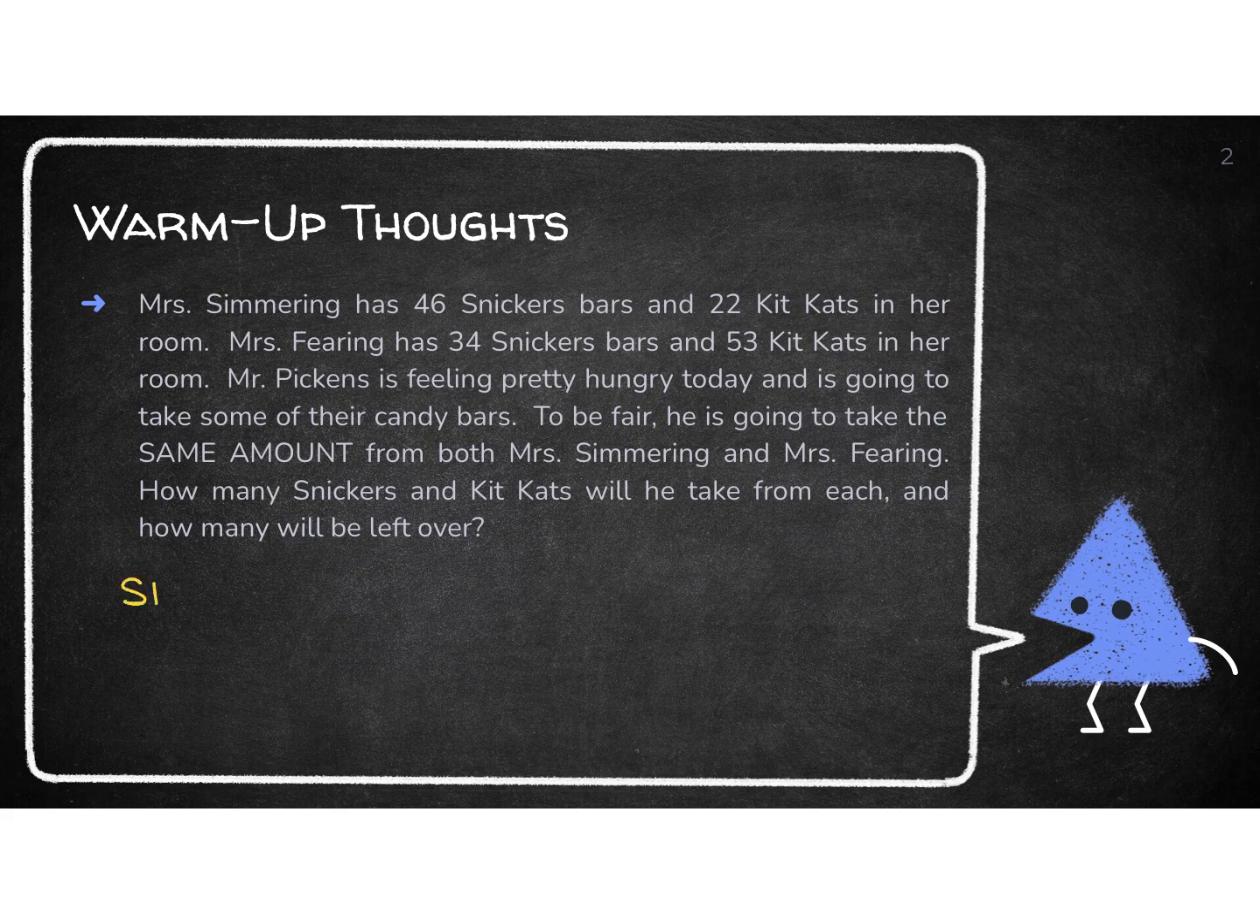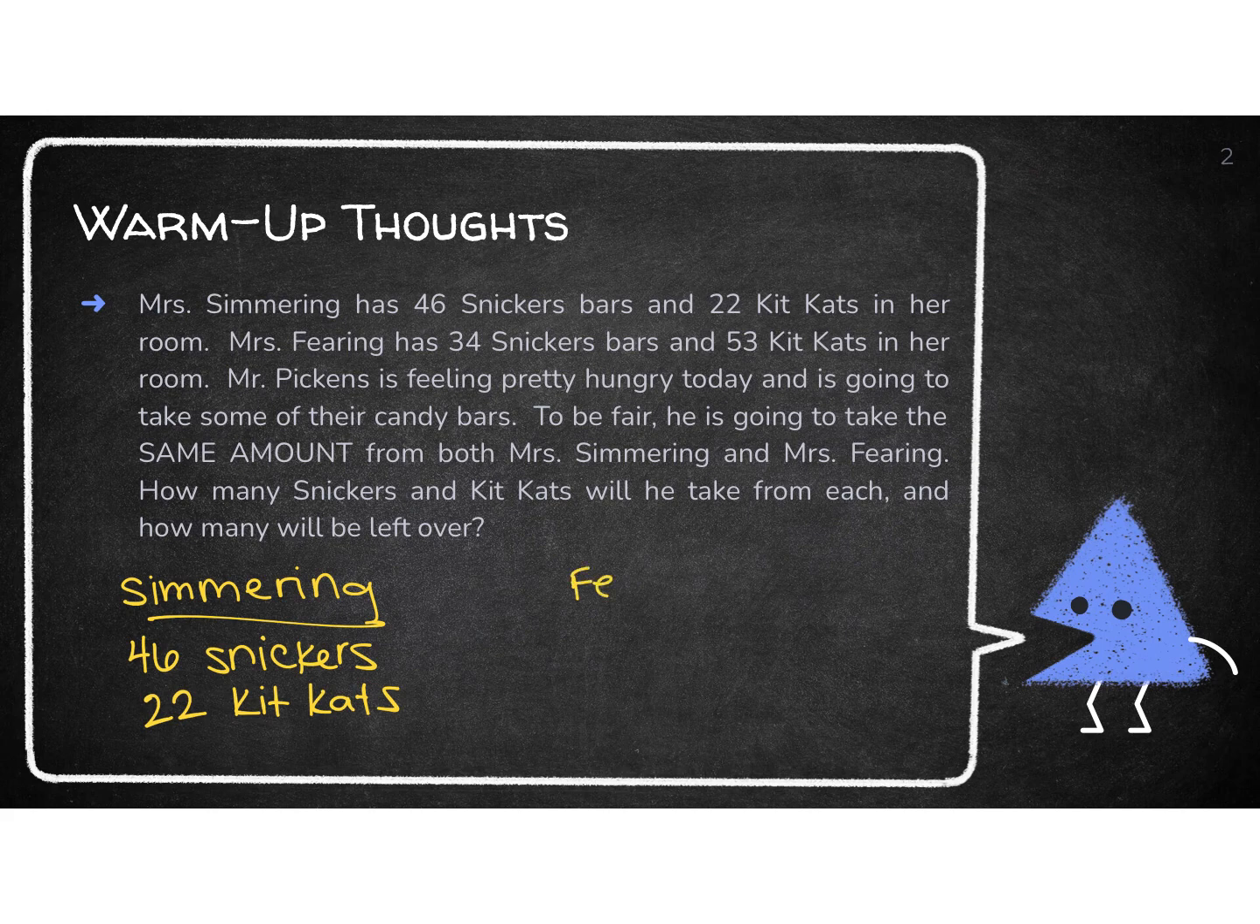So if I'm looking at this, this tells me that Cimarine is going to have 46 Snickers and 22 Kit Kats. And then Fearing is going to have 34 Snickers and 53 Kit Kats. So this is kind of an example of what we're going to be doing here with greatest common factor. We want to look for the greatest amount that they have in common that Pickens can take out from both.